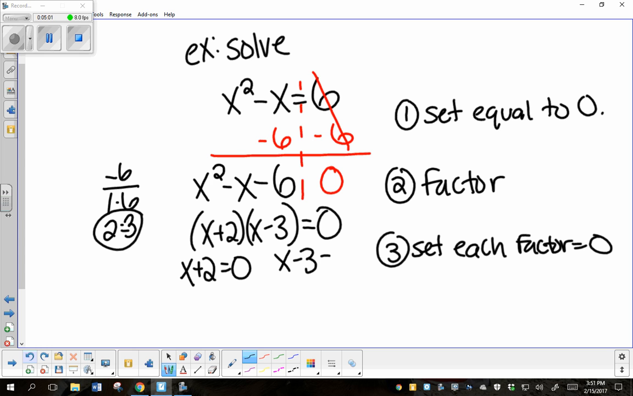If x minus 3 is 0, the answer is going to be 0. So I just set each of those two factors equal to 0. Now these ones are easy. What plus 2 is 0? Well, negative 2 plus 2 is 0.